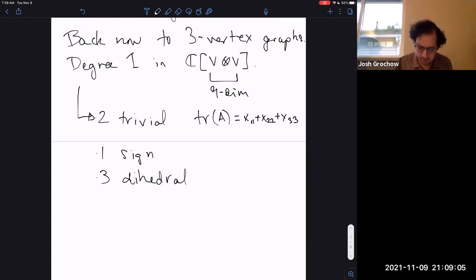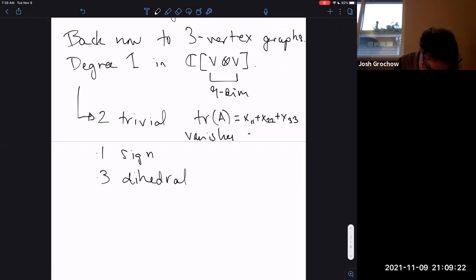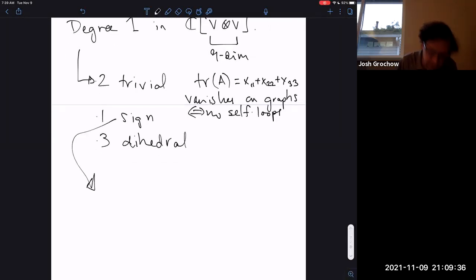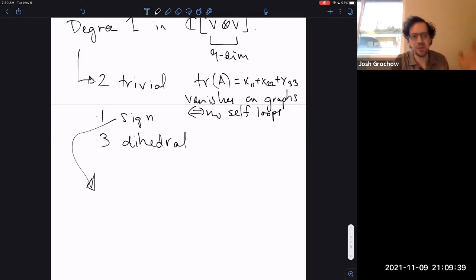We've seen those before. What does this one correspond to? This vanishes on graphs, if our graphs are 0, 1 adjacency matrices, meaning there are no self loops. That's the invariant property that this corresponds to, right? So it vanishes on graphs, meaning 0, 1 matrices, if and only if no self loops. Okay, there's another trivial rep, which is the sum of all the entries of the matrix, which vanishes if and only if there are no edges.